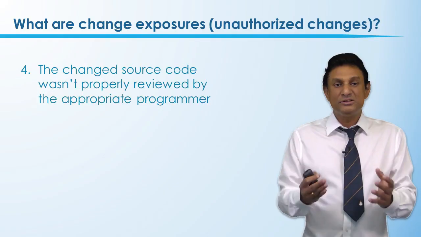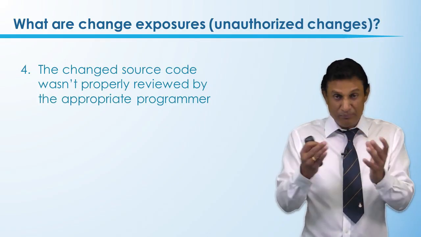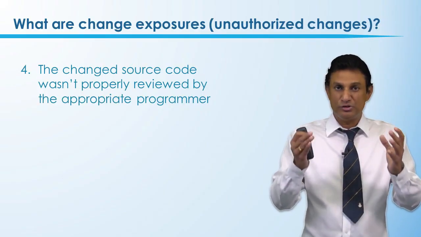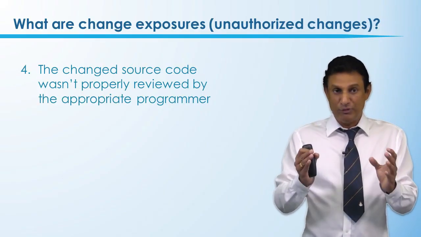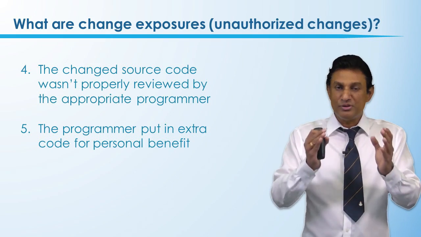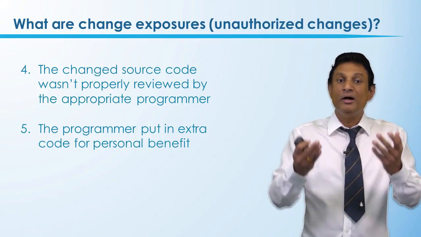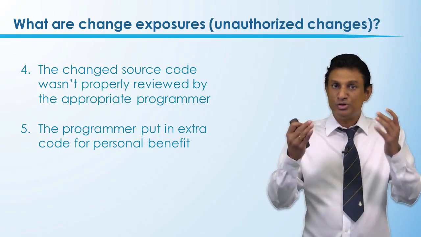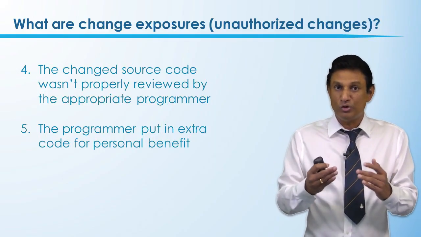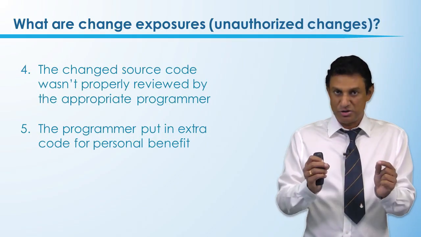Now, next is number four. Remember that once a change has been tested, we should submit it to the change control board. There should be specific people within the change control board to properly review the code. That's very, very important, to make sure that the programmers did the change they were supposed to do, without any extra lines of code. That's what number five says: make sure that programmers do not put extra lines of code in for their personal benefit. So we should do proper testing, and after that, the change control board should look into the change in detail.